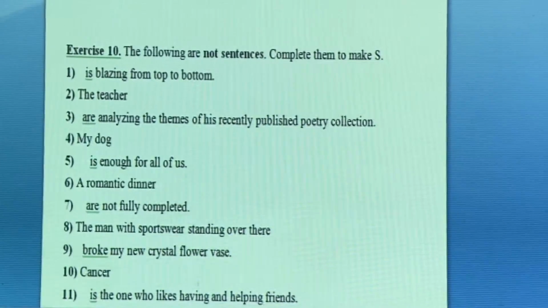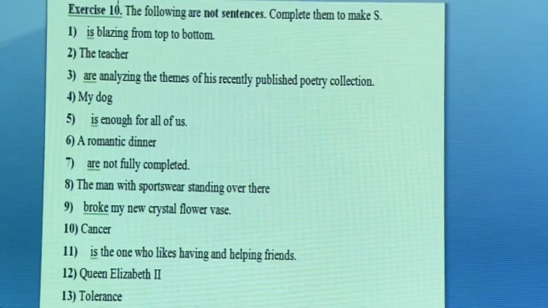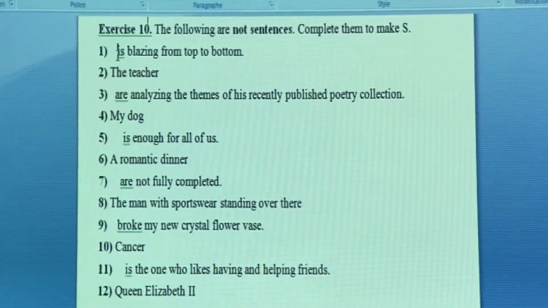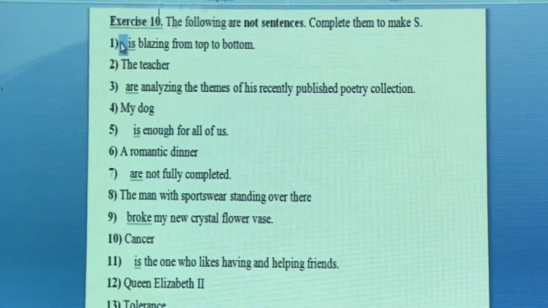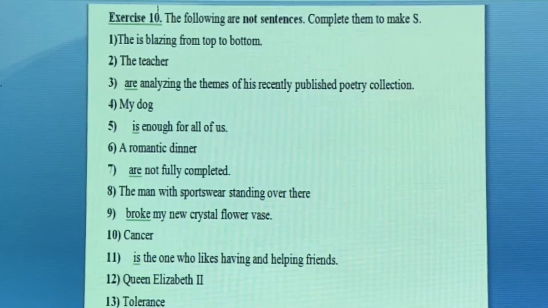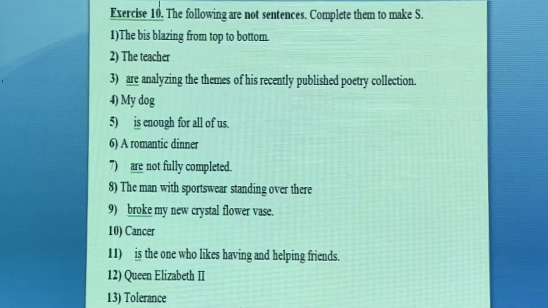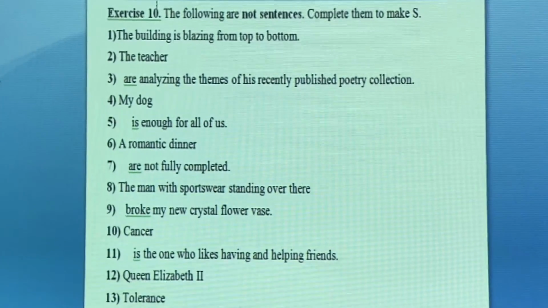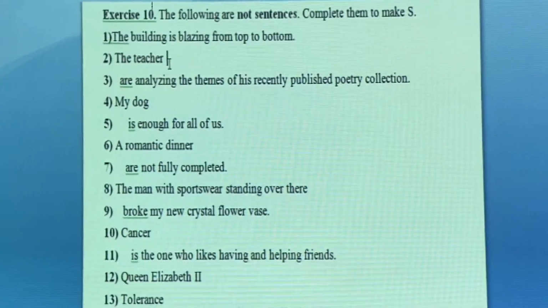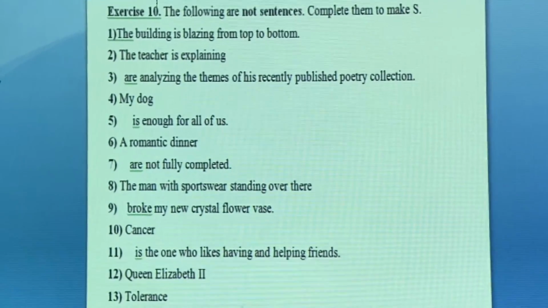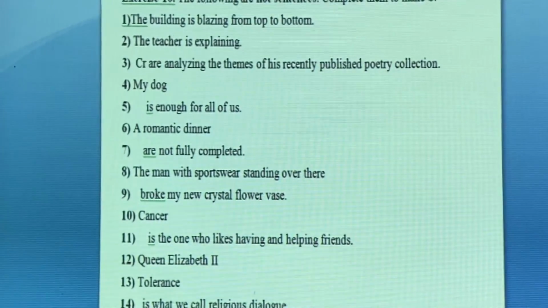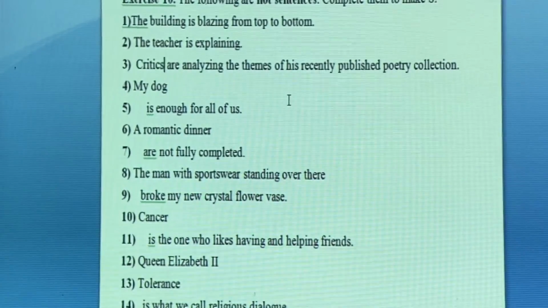So again, let's practice with sentences which are not complete. And then we have to correct them. It's blazing from top to bottom. So you can say, imagine that there is a fire in the building. Better you say the building is blazing from top to bottom because of the fire. The teacher, we need the predicate, is explaining, are analyzing the themes of his recently published poetry collection. You can say critics are analyzing the themes of his poetry collection.